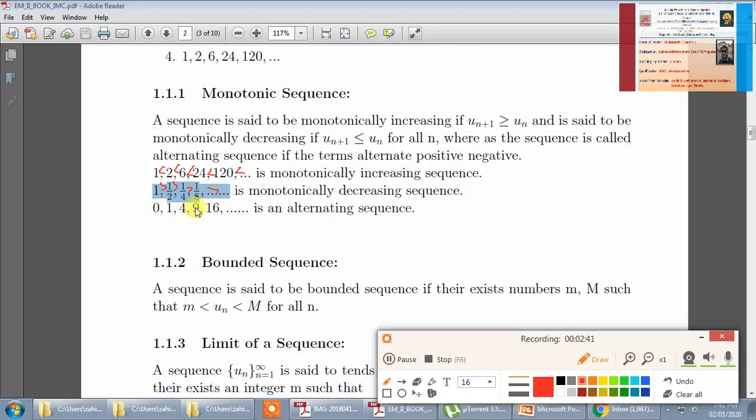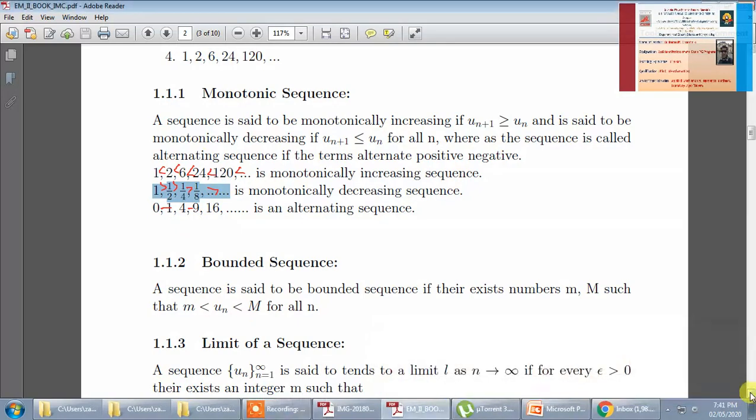Okay, now here there is a printing mistake. It should be negative, positive, negative, positive, and so on. So this sequence is the alternate sequence. What is alternate sequence? If terms of the sequence are alternately positive, negative, then that sequence is called alternate sequence. Okay, now let us have one more definition.